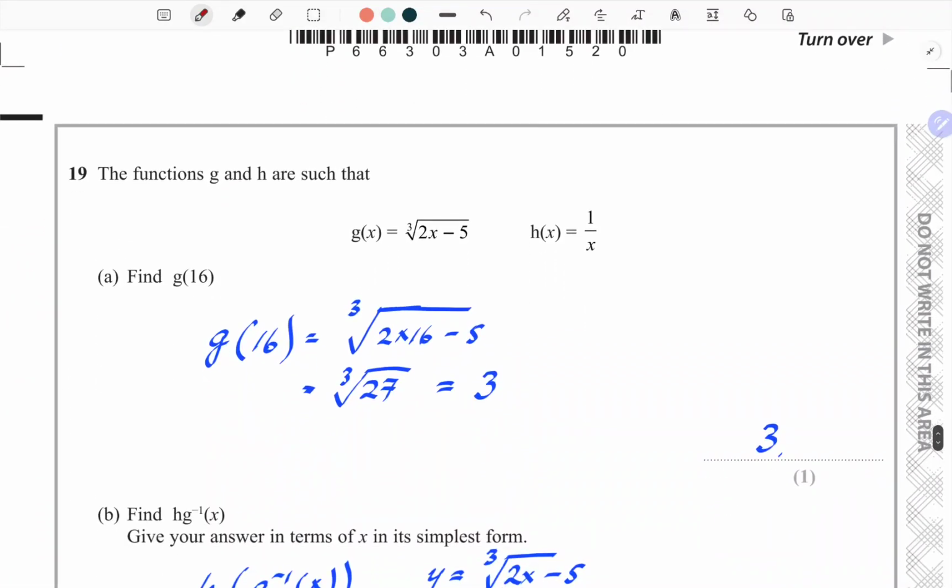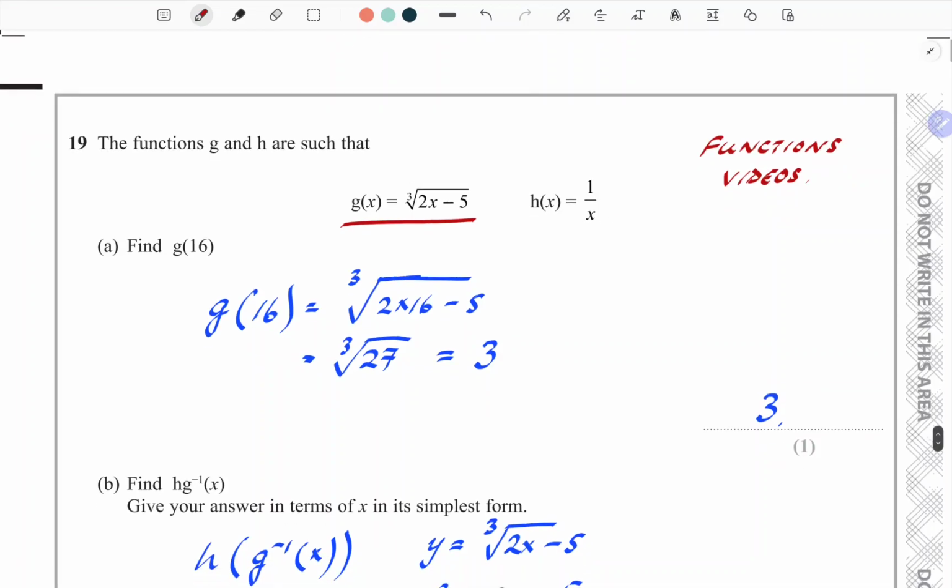Functions now, and again I've got some practice function questions in another video, alongside other topics. We're given two functions. g of x looks actually worse than it is. It's a cube root of all of 2x minus 5, and h of x is simply 1 over x.